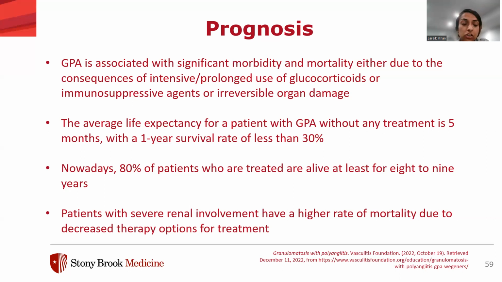And then just to know, patients with severe renal involvement will have a higher rate of mortality just due to the fact that they have decreased therapy options. I'm talking about cyclophosphamide and methotrexate, just because they have to be renally dose adjusted, and patients that have really bad renal function can't use them. So plasmapheresis would be an option for patients that have severe renal involvement. So they just have less therapy options to choose from.